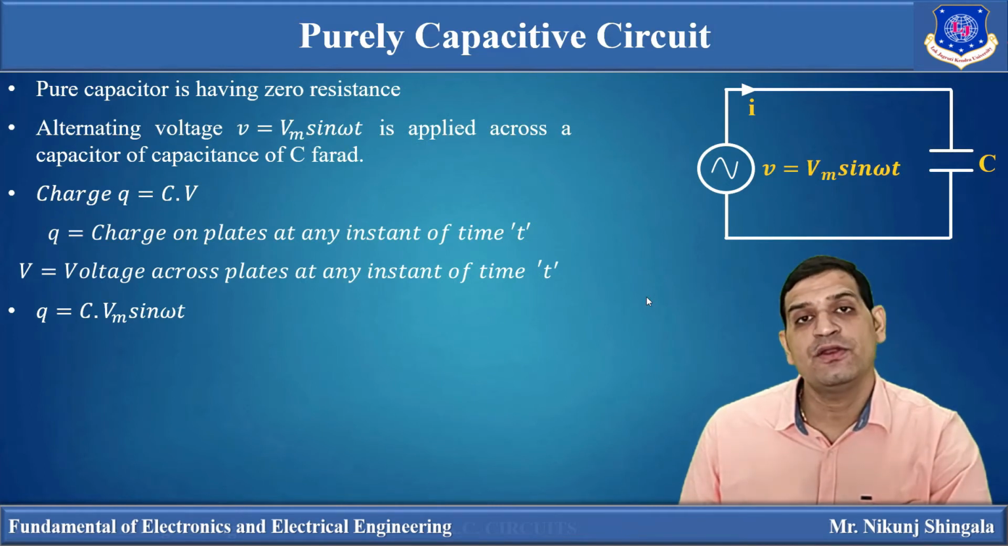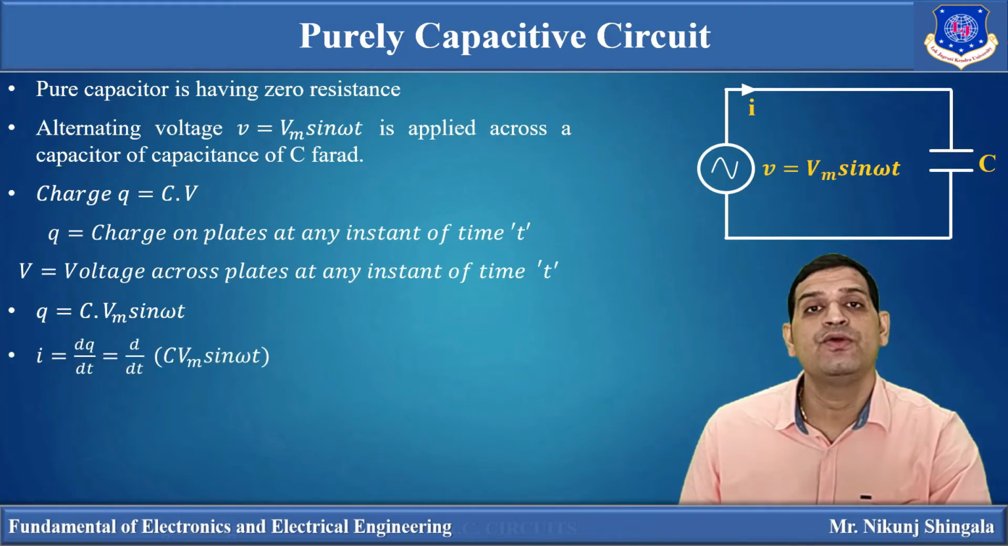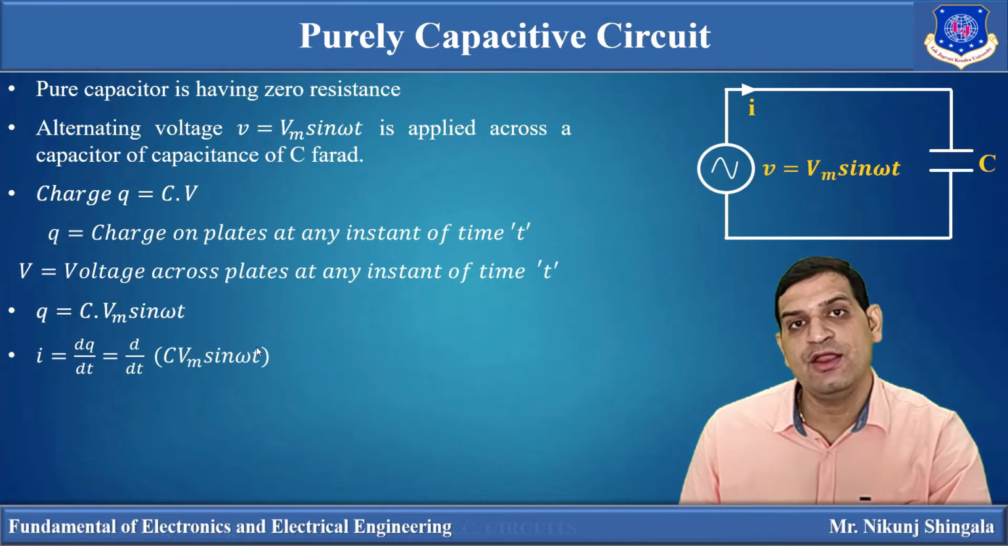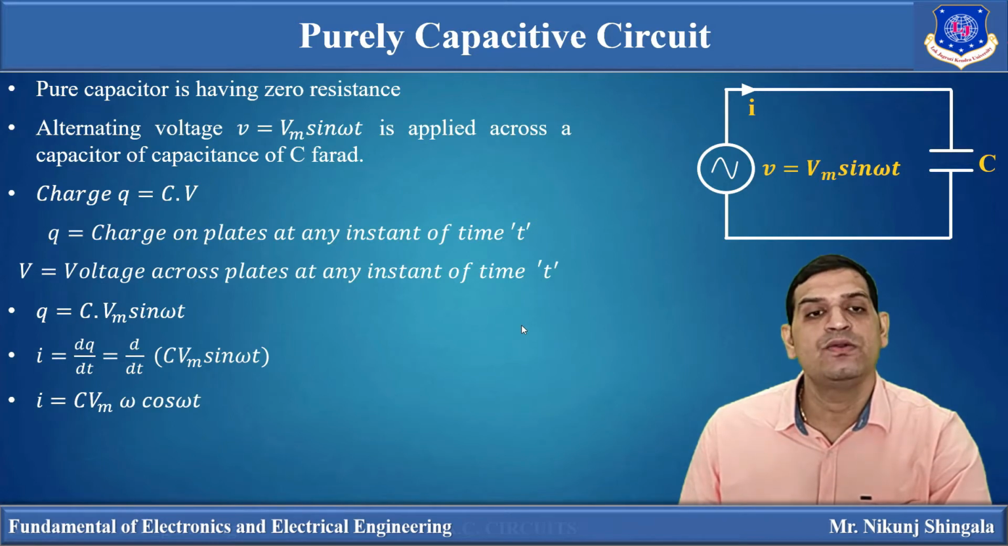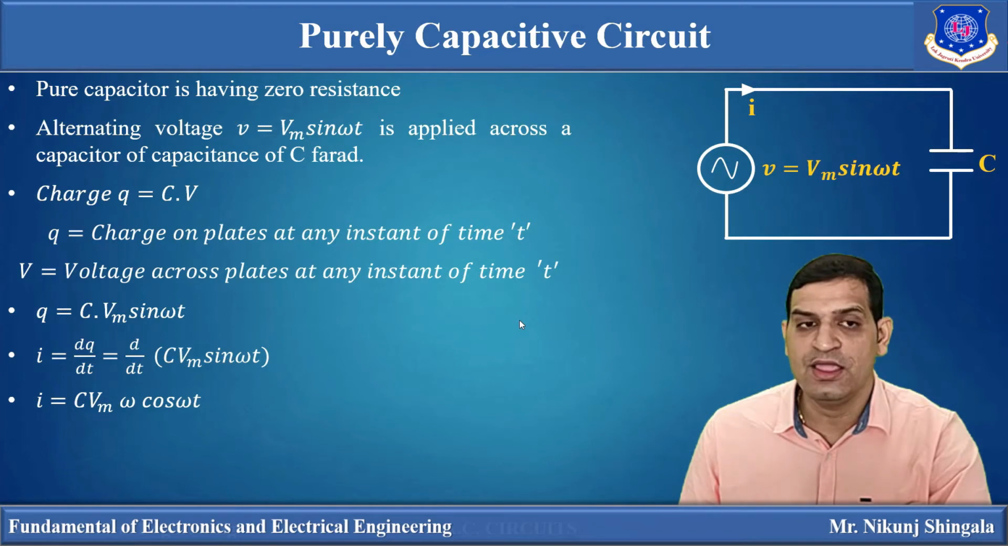And now what is the expression of current? So we know I is equal to Q by t, or I is equal to dQ by dt. Now putting the value of Q in this equation, so d by dt in bracket C Vm sin omega t. Now C Vm is a constant term, so differentiation of sin omega t with respect to t is omega cos omega t. So we can write I is equal to C Vm omega cos omega t.